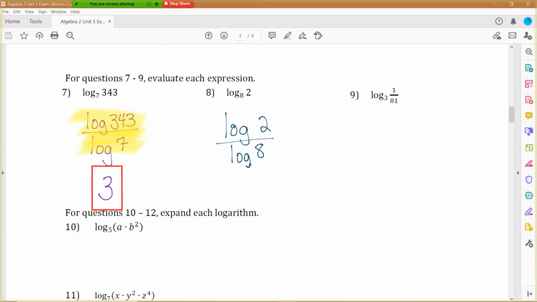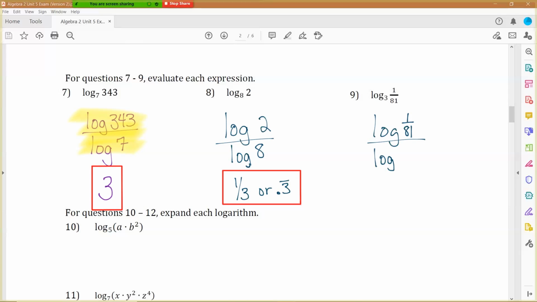For the second one, we're going to take log of 2 divided by log of 8. You should end up with 1/3 or 0.3 repeating for your answer. For question number 9, you're going to take log of 1/81 divided by log of 3. Be careful, you've got 2 fractions all in one. You should get an answer of -4.